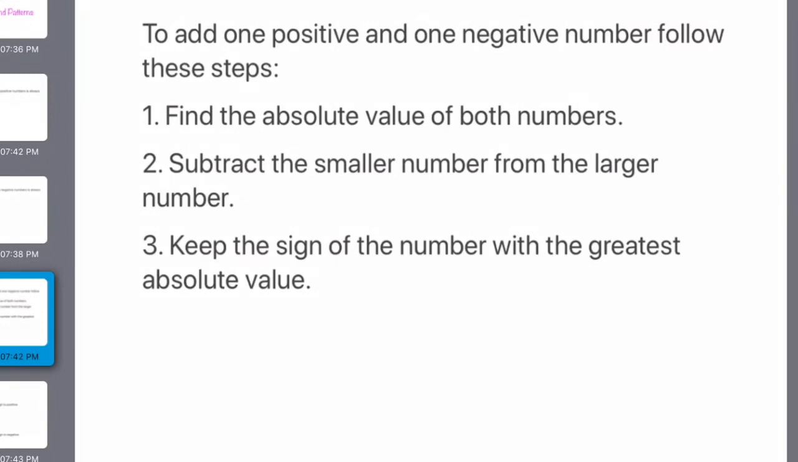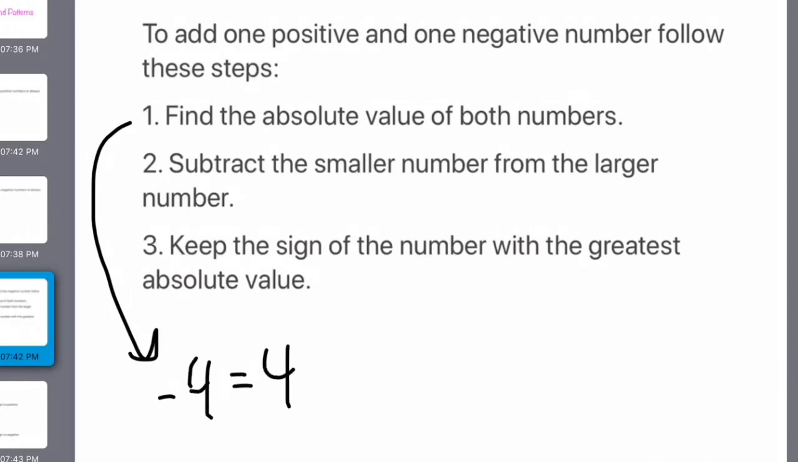The first step is to find the absolute value of both of the numbers you're adding. Absolute value is the distance away from 0. It's always positive. So it does not matter if your answer is negative or positive, the absolute value is going to be a positive number. For example, the absolute value of negative 4 is 4. That's how far away from 0 negative 4 is.